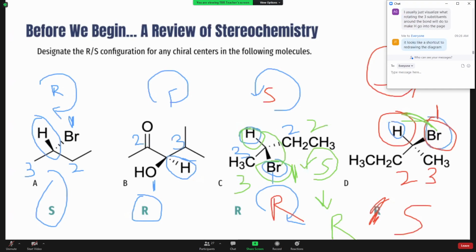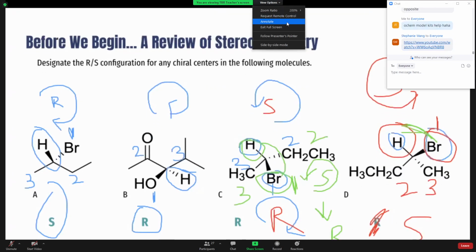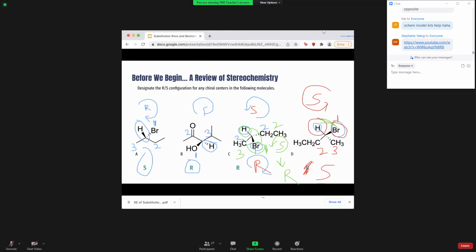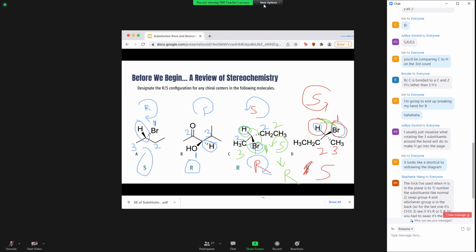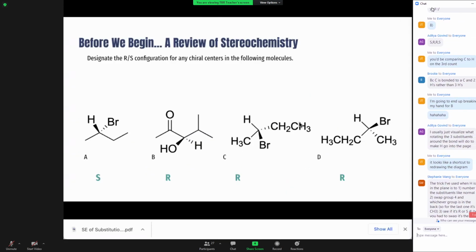Some people can visually rotate the substituents. I am, like I said, so bad at visualizing things. Yeah, and OChem model kits really help. And that trick also works really well. Thank you so much, Stephanie. Yes, the last one should be S. Okay, I'm gonna clear this just to make sure it's not too busy, but I hope that made sense for everyone.